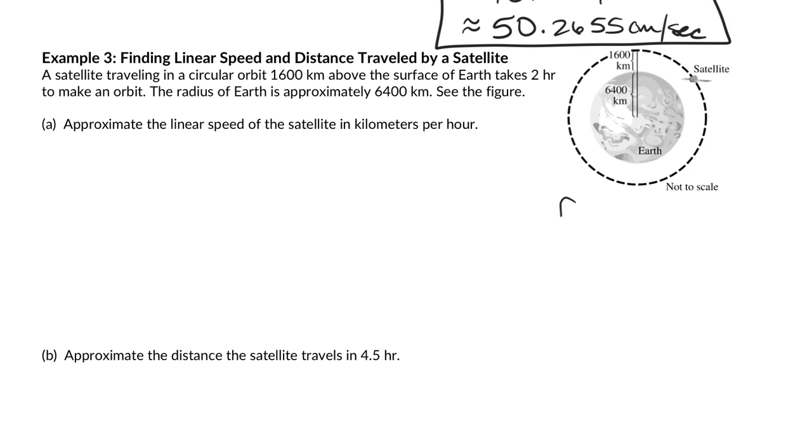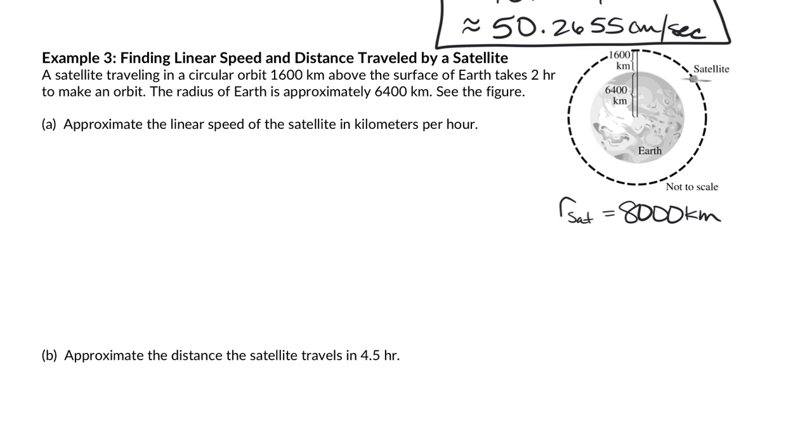Yeah, so the radius of the satellite would actually be 8,000 kilometers. Does everyone know how we got that number? You added them together because you have to get from the Earth's core all the way to the crust and then from the crust to the satellite. Okay. The question A says, approximate the linear speed of the satellite in kilometers per hour.